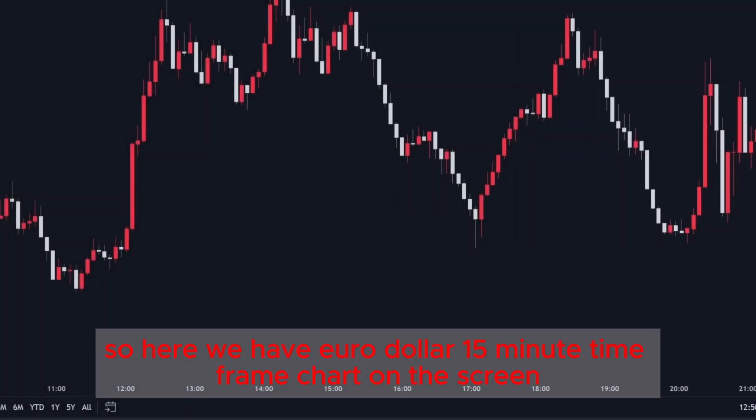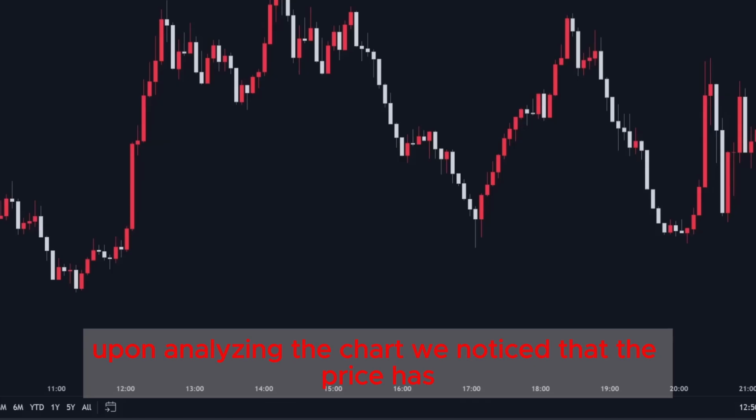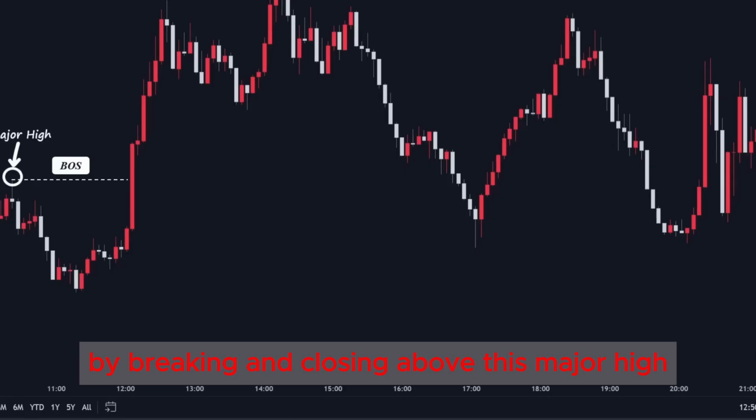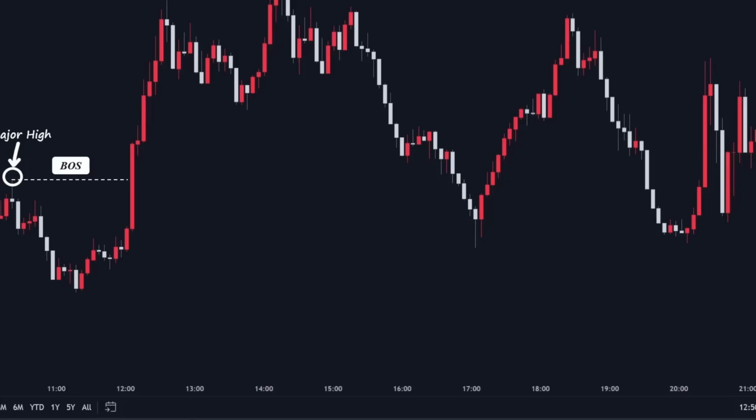So here we have the Euro-Dollar 15-minute time frame chart on the screen. As you can see, the market's overall direction is in an uptrend. Upon analyzing the chart, we notice that the price has established a bullish break of structure by breaking and closing above this major high. With the emergence of the break of structure, our focus should now shift to identifying order blocks associated with the BOS.